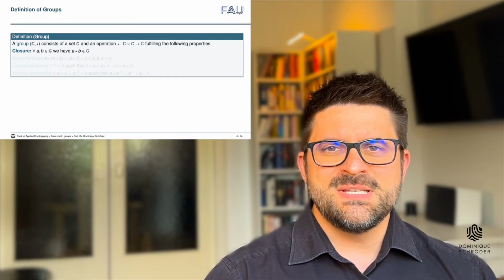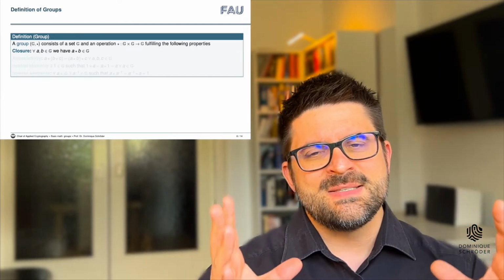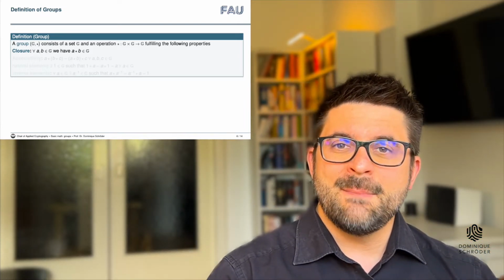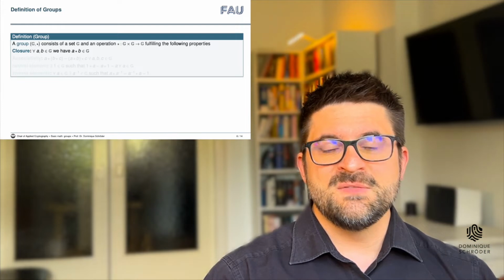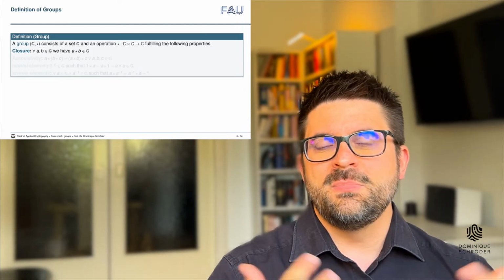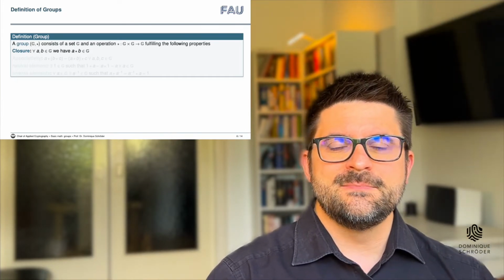The first property we already mentioned, that's called closure, and it essentially means that whenever you're performing the operation on the set, you will end up in the set. Which means for all elements A and B out of G, whenever you apply the group operation to both elements, the result will be in G as well.